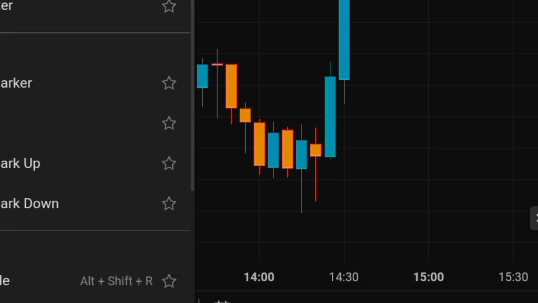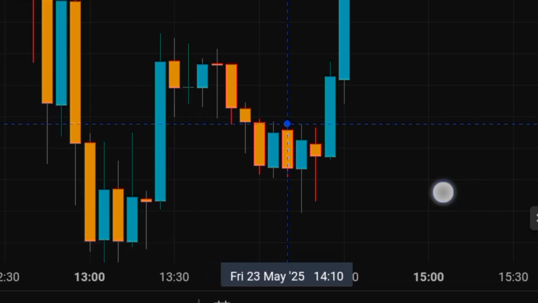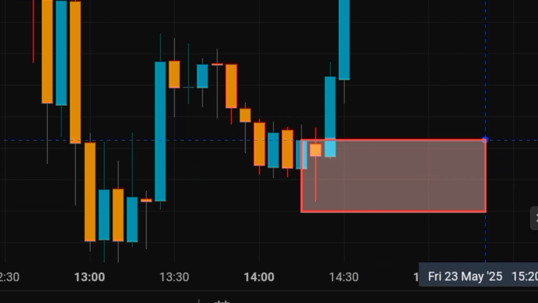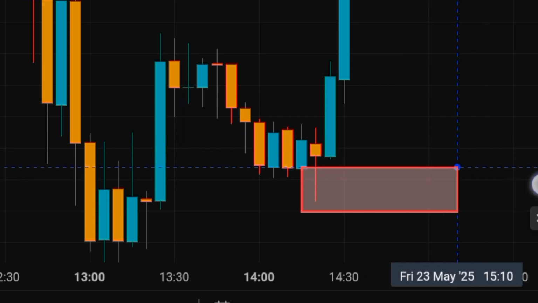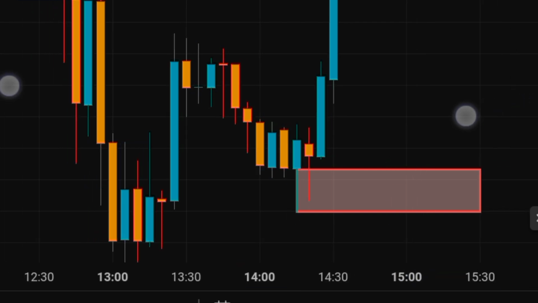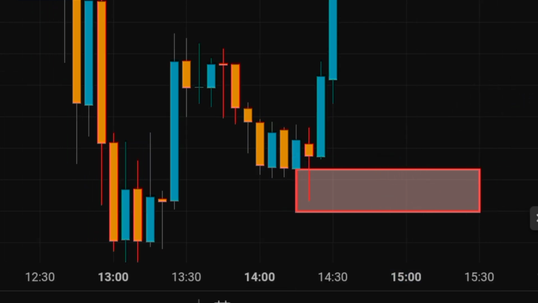I have to shade that zone. And I'm going to be waiting for this market to come back to this zone here. So especially the wick, I'll shade this wick. I'll drag it to this side. So once the market comes to the wick, I'm going to take a buy trade.